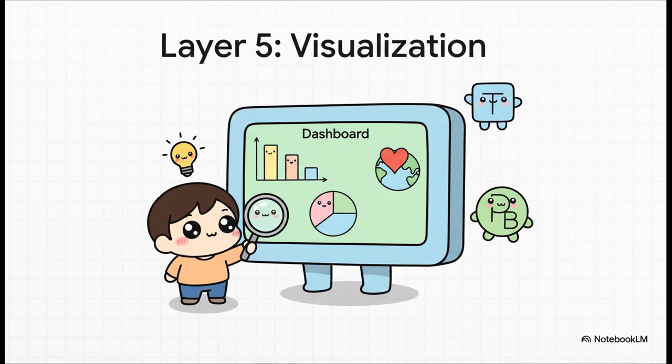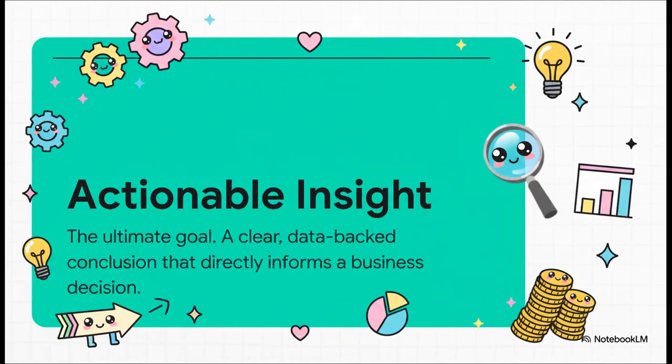The absolute star of this layer is the dashboard. A good dashboard shows a manager all their key performance indicators, their KPIs, at a glance. This creates something called self-service BI, which basically means people can explore the data and answer their own questions without needing to call the IT department. And that brings us to the final destination. Layer 6, the entire point of this whole framework, the actionable insight.